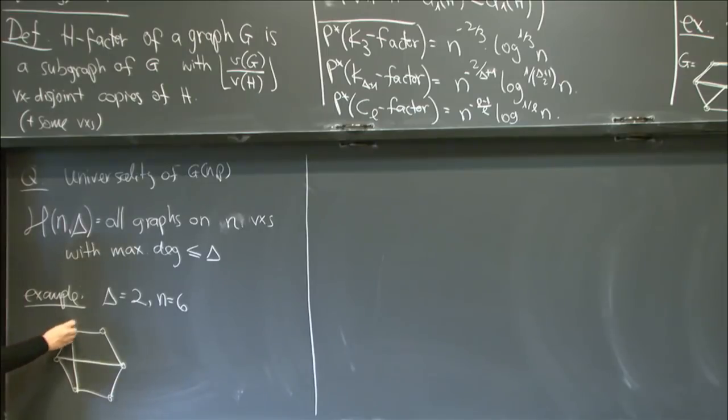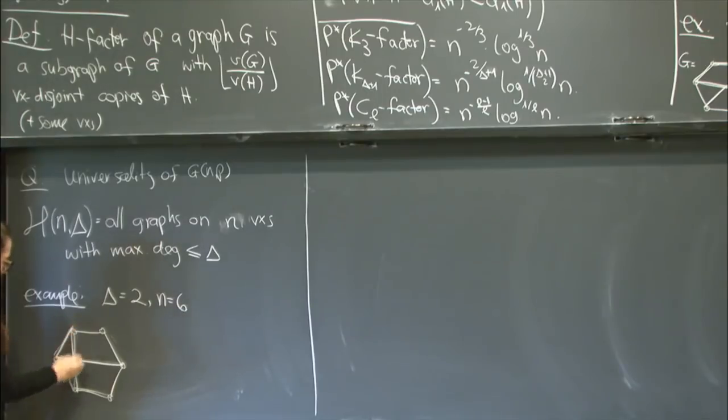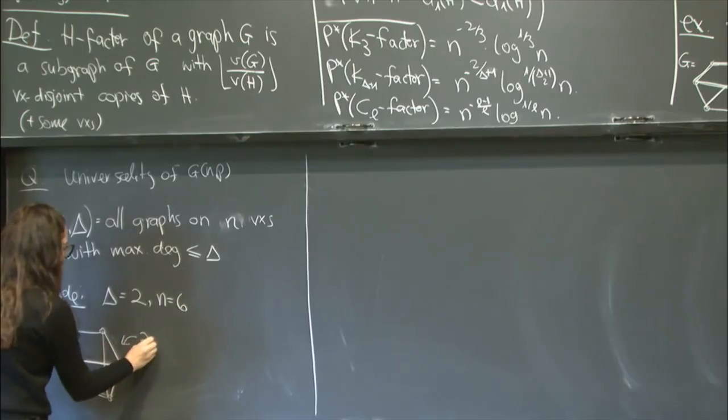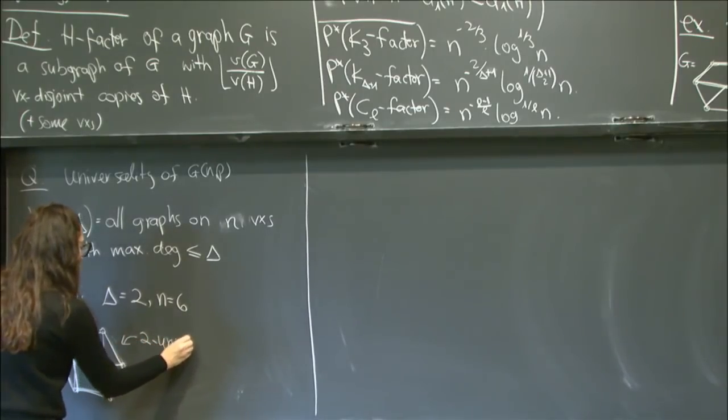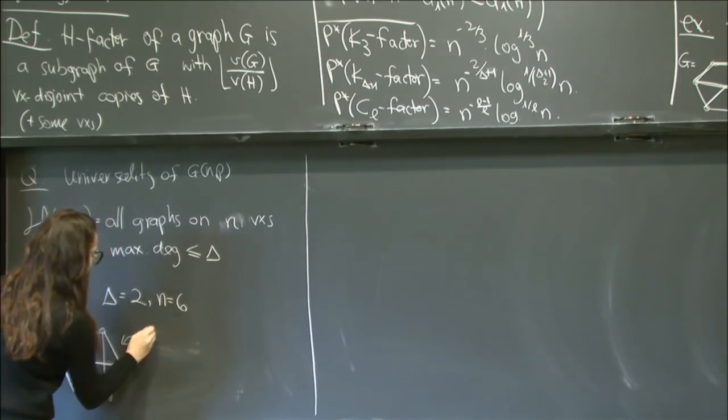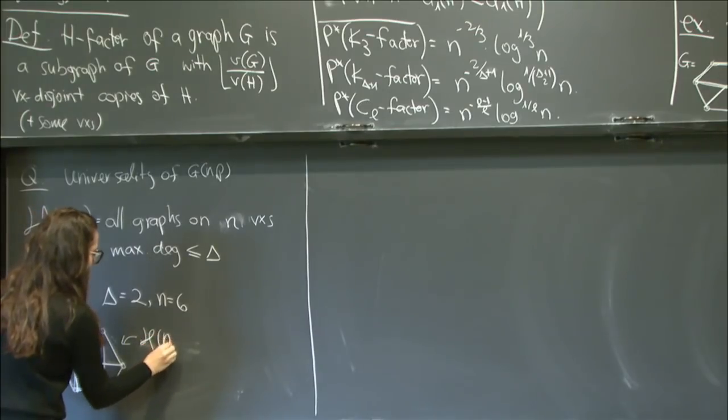Correct, yeah. So I do have a triangle. I do have C4, I have C5, I have C6, I have C4 with an edge. This is also a member of our family, but I don't have a triangle factor, two disjoint triangles. But if I add this edge, then it's already 2 universal. Okay, so this graph is 2 universal, H(6,2) universal.